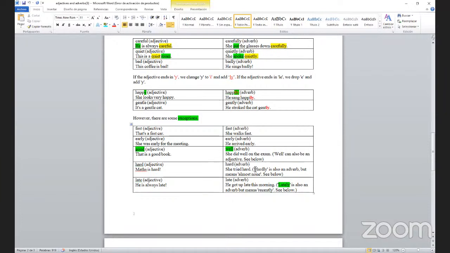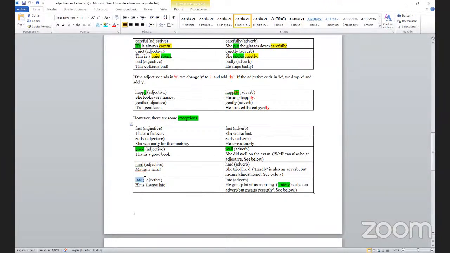The word hardly with ly exists, but it is not an adverb of hard. No es un adverbio. The meaning, it is almost no one. Casi nada o casi nadie. Casi nada, casi nadie.